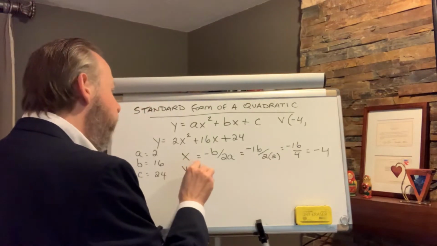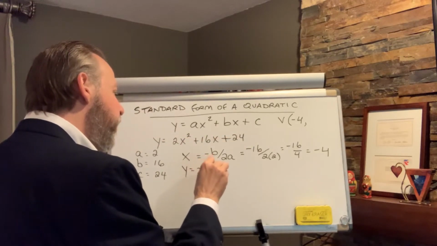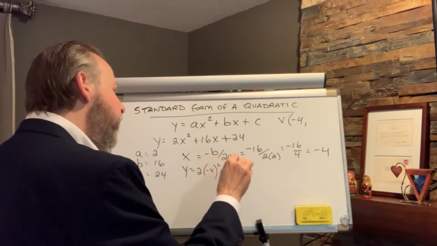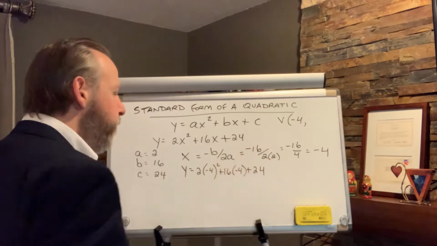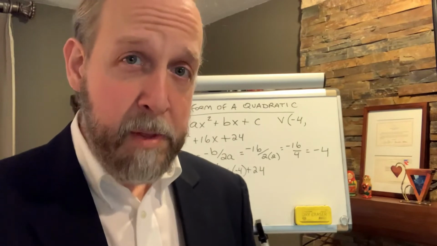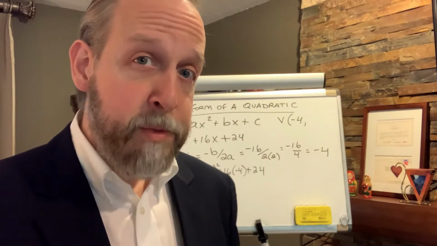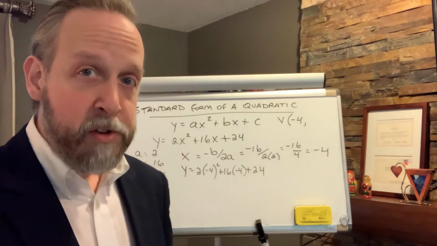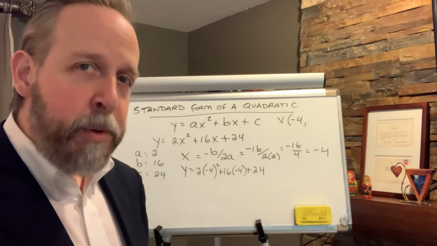So y equals, I'm just using this equation, but I'm replacing the x with the number negative 4. So 2 times negative 4 squared plus 16 times negative 4 plus 24. Please, please, please remember the order of operations. PEMDAS. Parentheses, if there's any work to do, comes first. I do have parentheses, but there's no work to do inside of them. They're just the number negative 4. Don't worry about that. Exponent comes next.